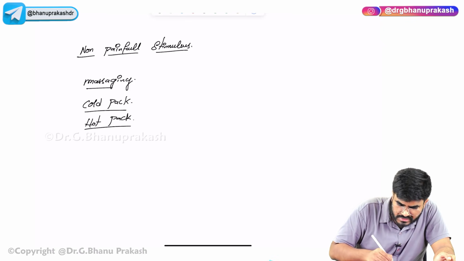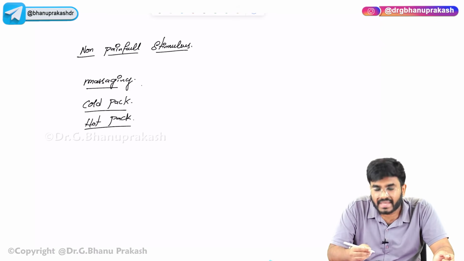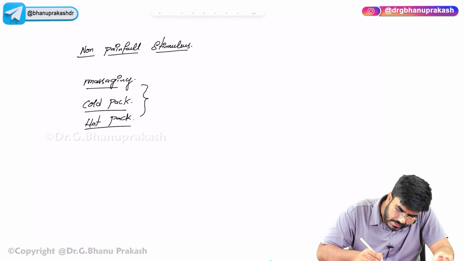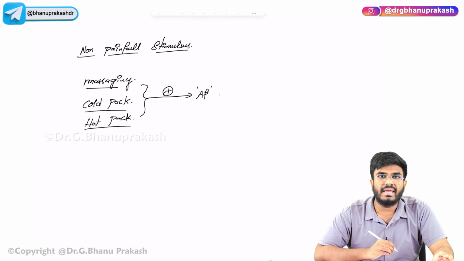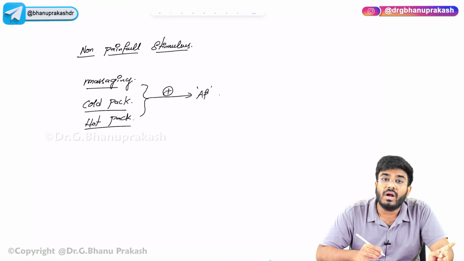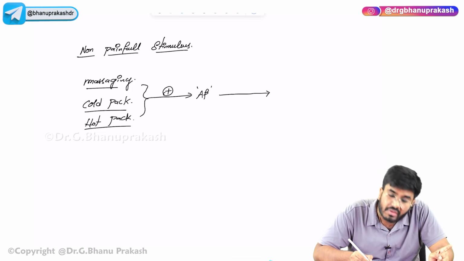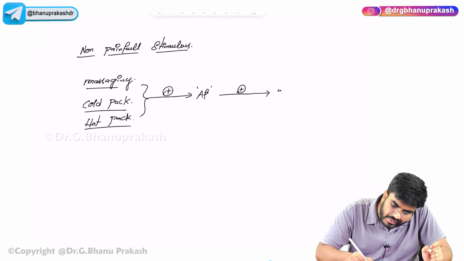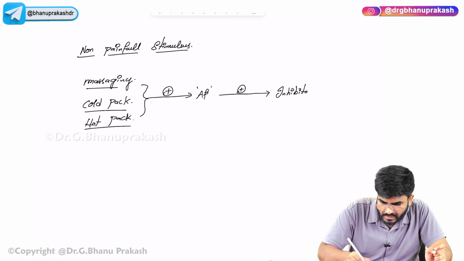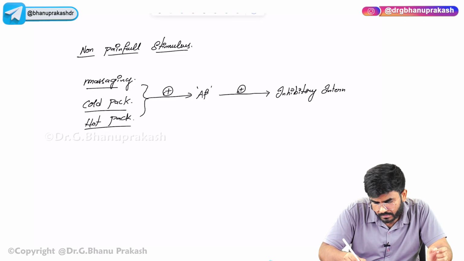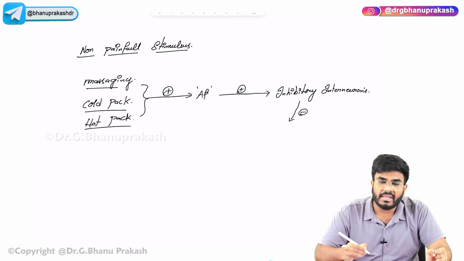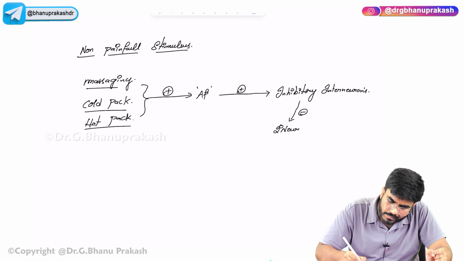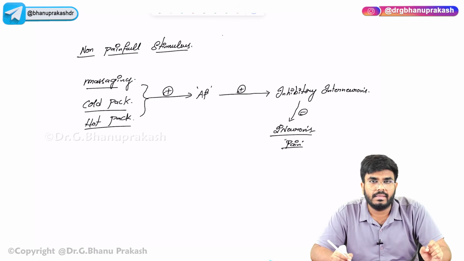These non-painful stimuli, skin rubbing, massaging, cold packs or hot packs, are also going to activate the A beta fiber. Now when this A beta fiber is activated, at the level of the spinal cord, these A beta fibers will activate inhibitory interneurons. In the spinal cord, these inhibitory interneurons are going to inhibit the second order neurons, the second order neurons which are carrying the pain, will be inhibited.